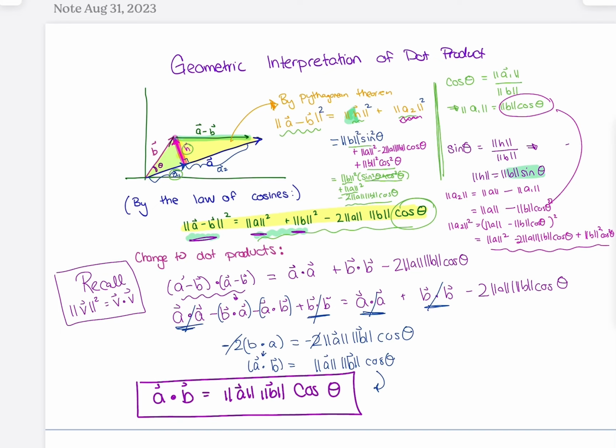You do need to make sure you remember this formula at the bottom here. We need to know that this is the geometric interpretation of that dot product. You'll see that in some of the homework questions, quiz questions, and exam questions, so make sure you do know that.